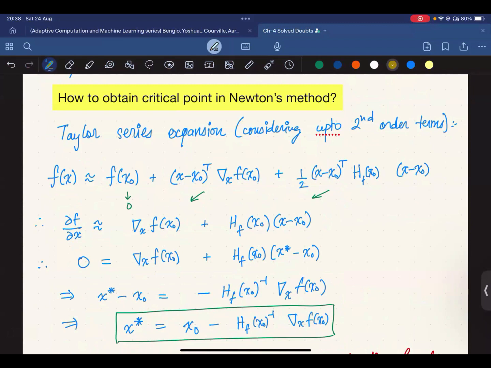Now, we are differentiating with respect to x because we want the critical point of f of x, which would represent an extrema, either minima, maxima, or a saddle point. So we want this derivative with respect to x to be 0, which is the extrema case. Then we get these quantities. You can just go through them, and it's pretty much straightforward. We get x star is equal to this. So one thing you can notice here is we are getting the inverse matrix of Hessian.